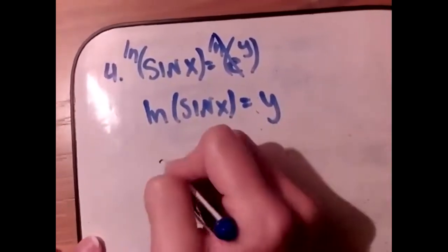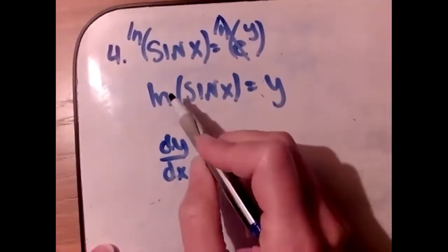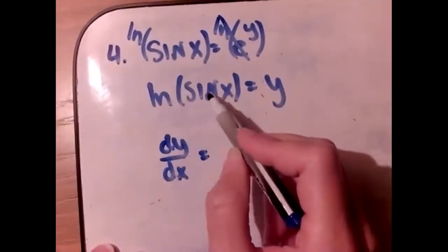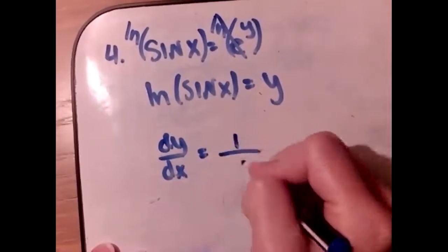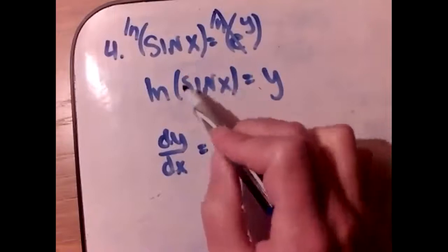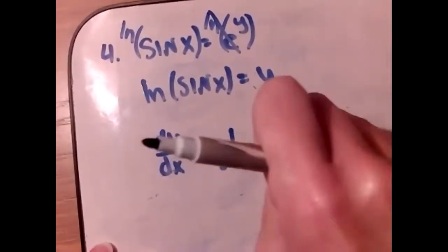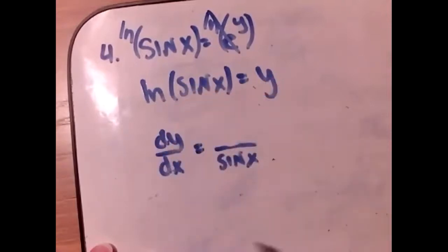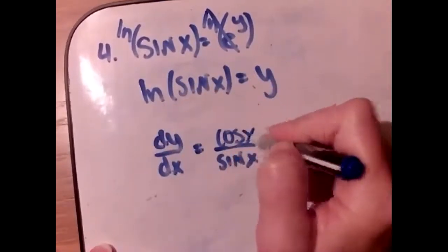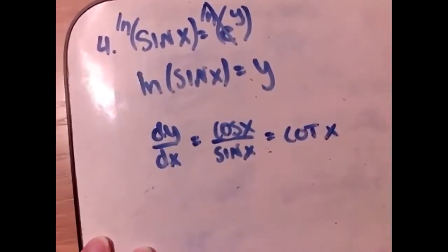And so when I do this derivative, I'll get dy dx equals, and then derivative of ln is 1 over whatever you've got. And then you have to chain on the derivative of what's inside of there. So derivative of sine would be cosine, and I'm just going to go ahead and put that in the numerator. And then cosine over sine will be cotangent.